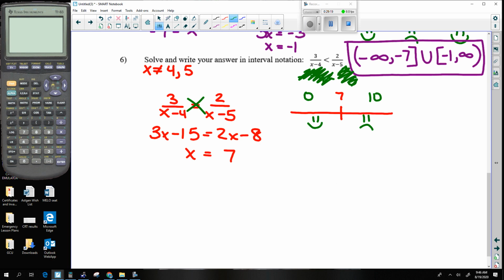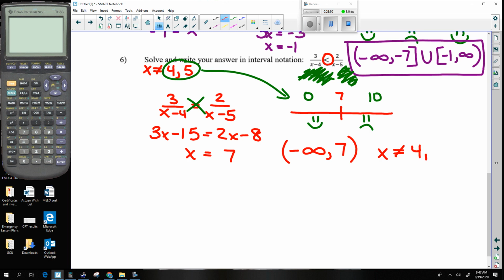Okay, so what is the answer to number 6? I have to describe the smiley faces. Now here is where these things also come into play. My answers are -infinity to 7. Notice how it's not an or-equal-to, so it gets a round bracket on the 7. And then also x is not equal to 4 and 5. I just add that to the answer.